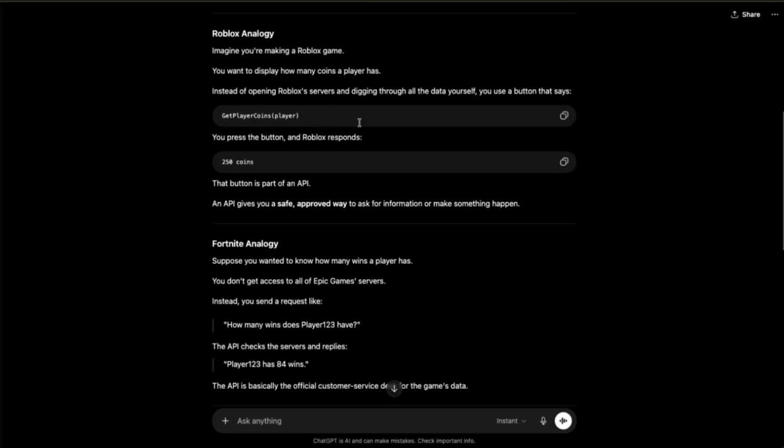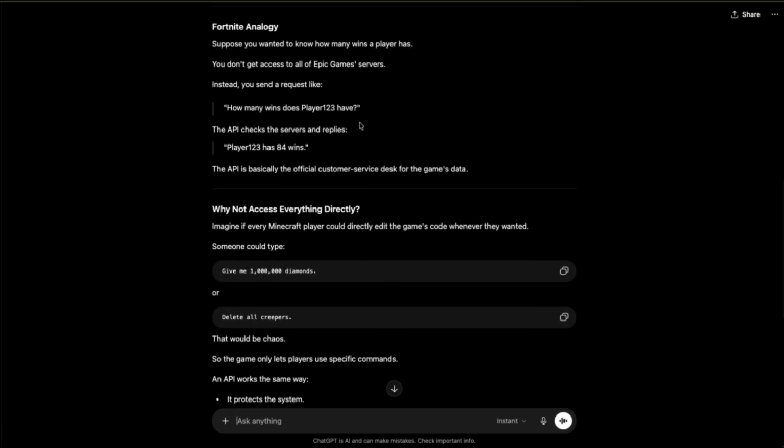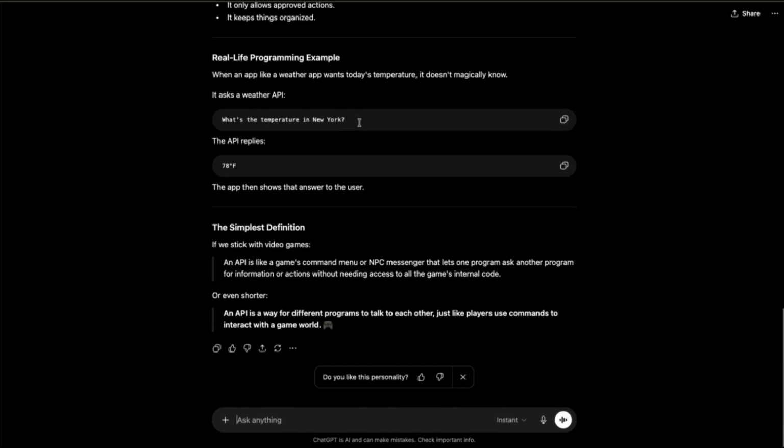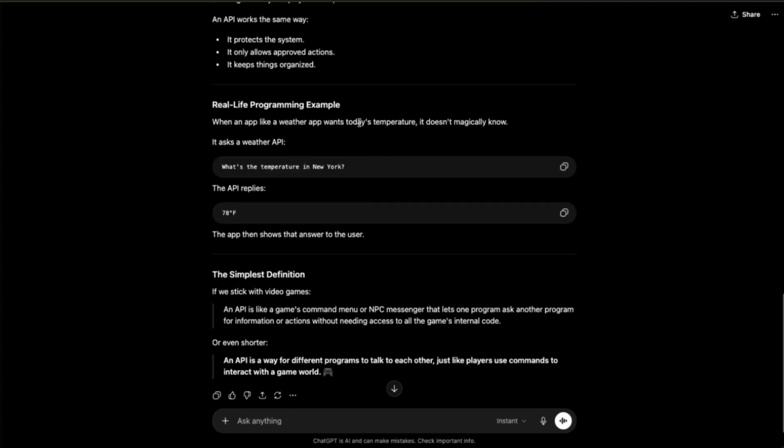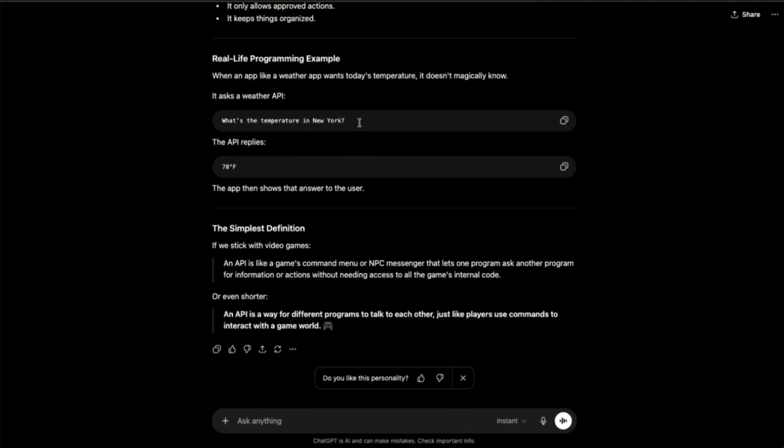So now the kid can understand because most kids play video games, and it's easier to understand. And we tell it that the kid doesn't know any programming, so instead of asking what is an API and getting a technical response back that I don't really understand, I now get a response that I could understand if I didn't know how to code. And that's why it's important to specify the audience.